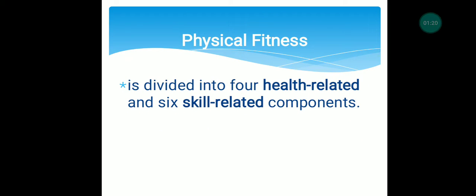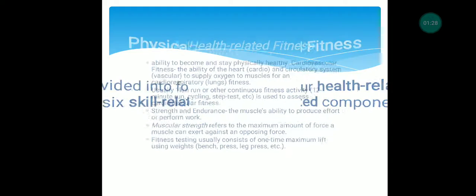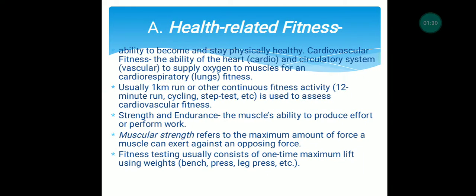So physical fitness is divided into 4 health-related and 6 skill-related components. Health-related fitness is the ability to become and stay physically healthy. First is cardiovascular fitness.